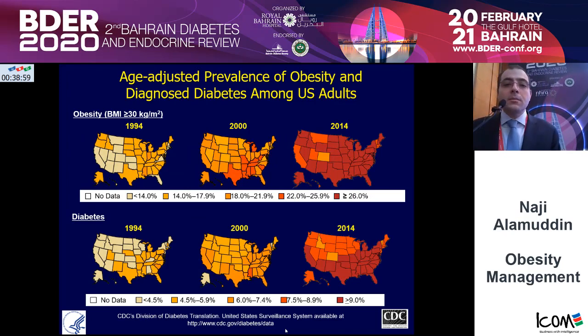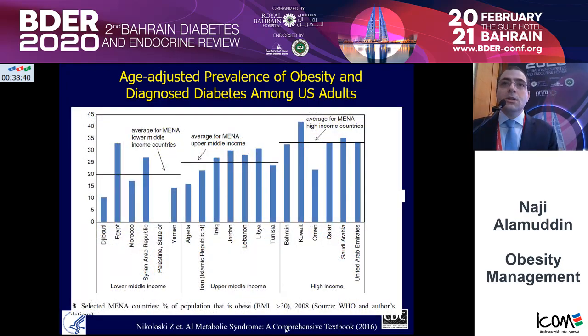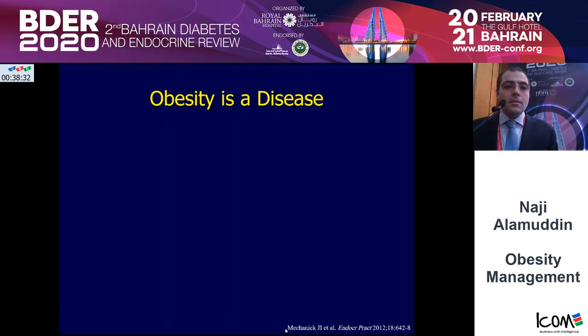This is a slide from the CDC that looks at the prevalence of obesity and diabetes in the US from 1994 to 2014. What you can see is the trend continues to go up. In fact, the prevalence of obesity is more than 26% in most of the states in the US. In our region, it's a very large problem, with obesity prevalence rates of more than 30% in the GCC.